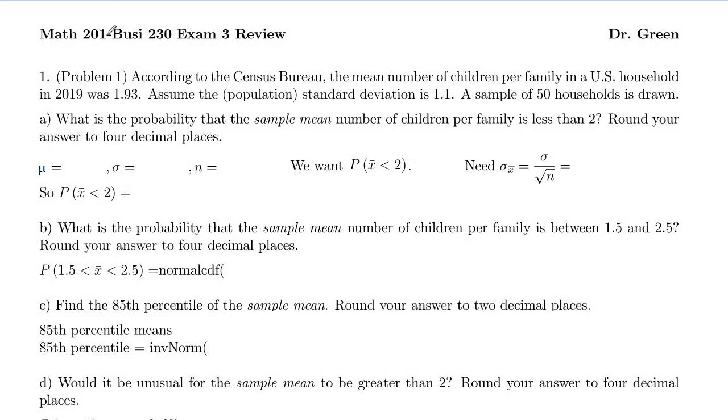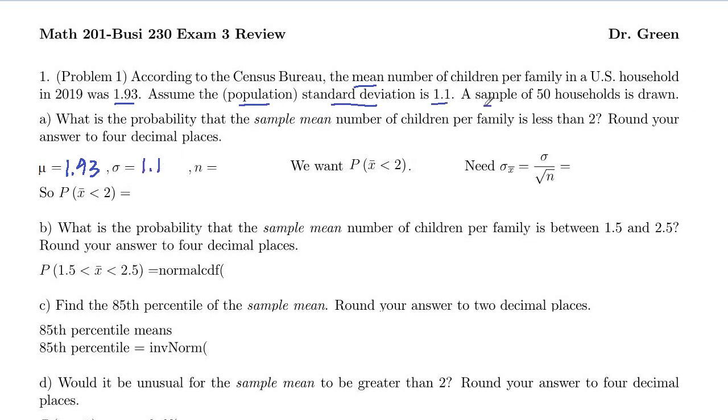So in this first example, which is like problem 1 in the review, we're given that according to the Census Bureau, the mean number of children per family in a U.S. household in 2019 was 1.93. So that's going to be a population mean because it's coming from a census. So mu is 1.93. Assume the population standard deviation is 1.1. That is going to be sigma.